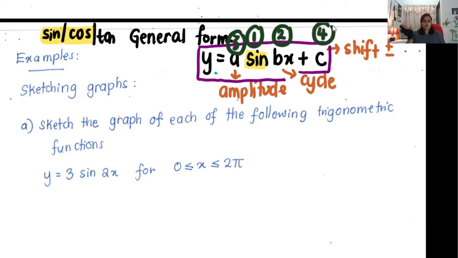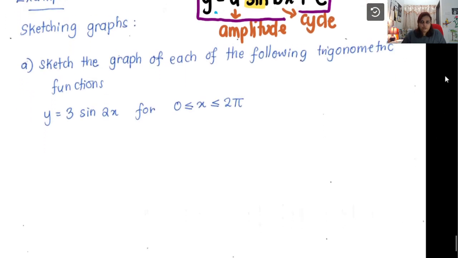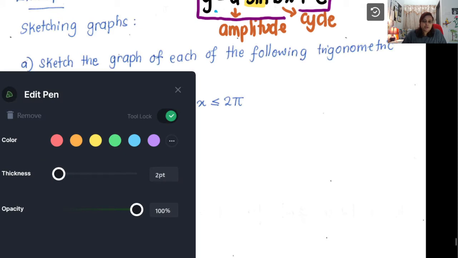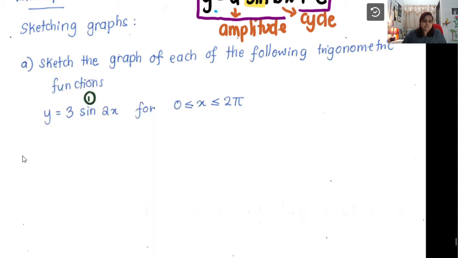Okay, follow this order. First, draw the sine. Second, draw the cycle. Third, draw the amplitude. Last, only draw the shift. Okay, now I'm going to go here. Which one must we draw first here? We need to draw the sine graph first. Then draw the cycle. And last, draw the amplitude.